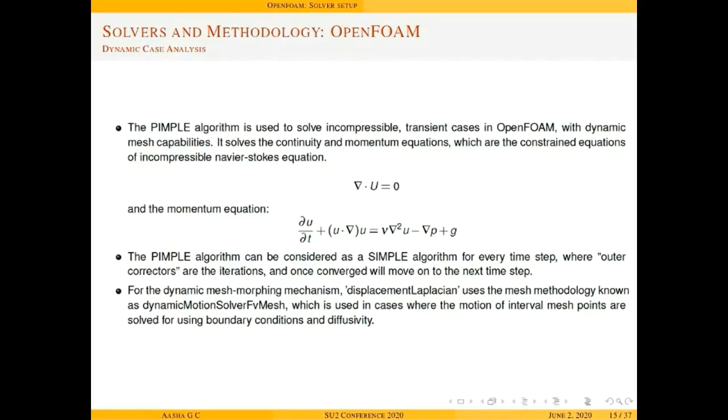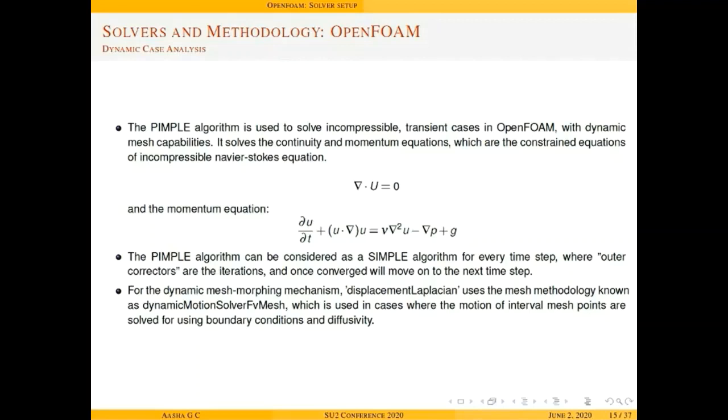So it solves the continuity and momentum equations, which is the constrained Navier-Stokes equation for incompressible flows, and these are again solved as matrices in an iterative way, just as I told you, semi-discretizing the momentum equation and computing velocity and pressure and so on. It's just like the SIMPLE algorithm, but for each time step, where the outer correctors are the iteration, and once it's converged, it moves on to the next time step.